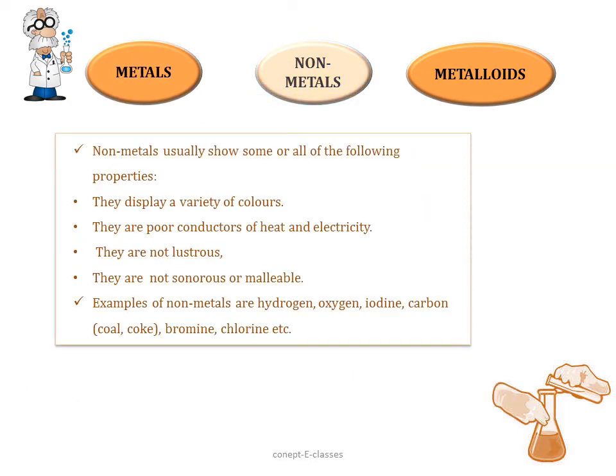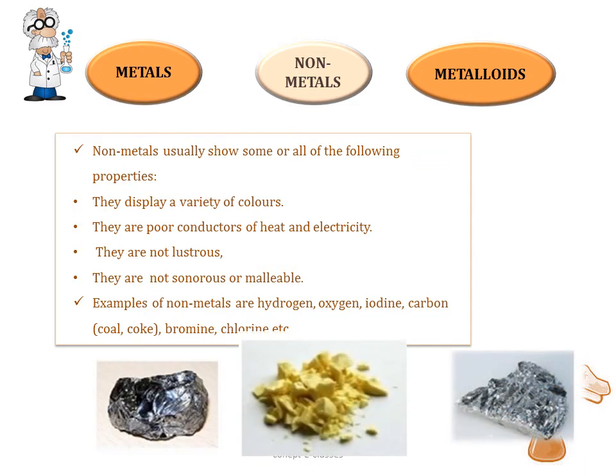Nonmetals are those substances that do not show any of the properties of metals. They are not lustrous, not sonorous, not malleable, not ductile, but they show some or all of the following properties. They display a variety of colors. They are poor conductors of heat and electricity. Examples of nonmetals are hydrogen, oxygen, iodine, carbon, bromine, chlorine, etc.